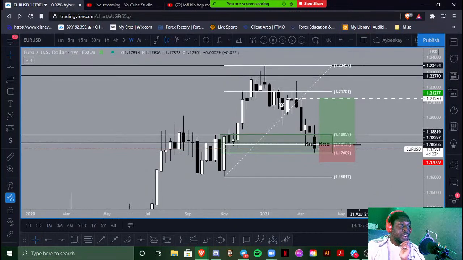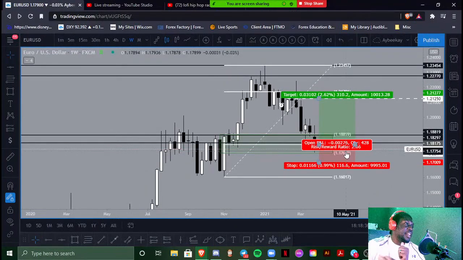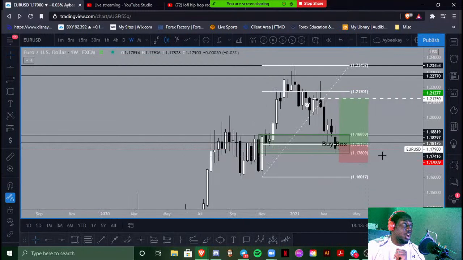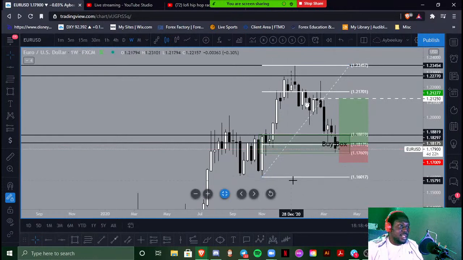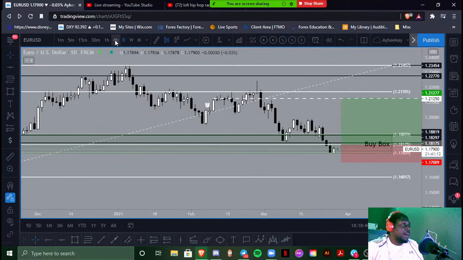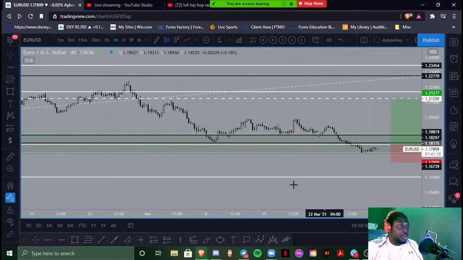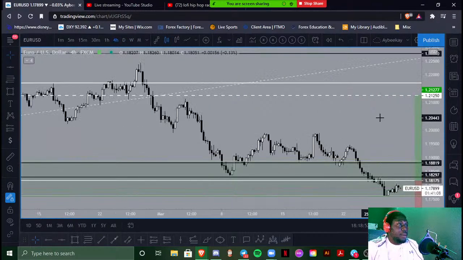Even though it broke this structure, that's what the banks want traders to think, that it broke the structure, therefore they might be thinking that it's time to sell. Not yet. I will have to wait and see 1.1600 break before I say, okay, yeah, I'm bearish on Euro USD, personally speaking, right?